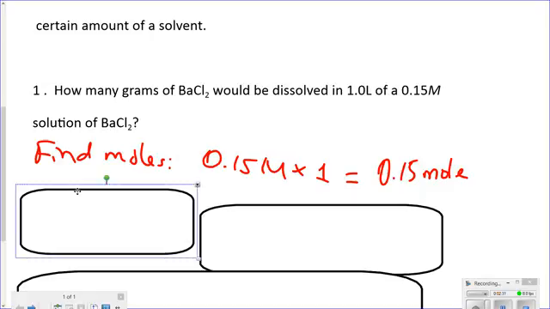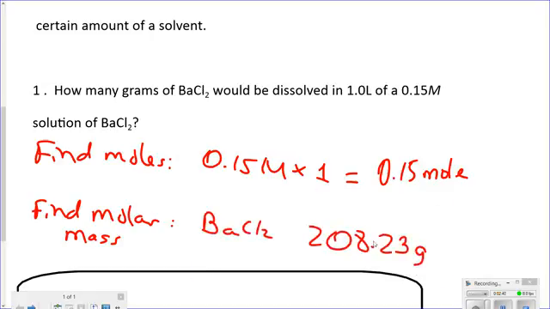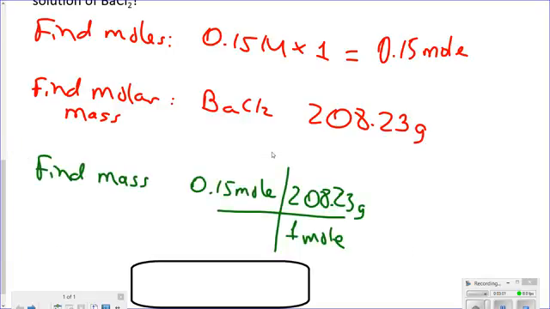My next step would be to find the molar mass of BaCl2. It is 208.23. How do I find that? The mass of 1 barium according to the table, and the mass of 2 chlorines according to the table. So far I found the moles. So far I found the molar mass. My next step would be to find the mass based on that.